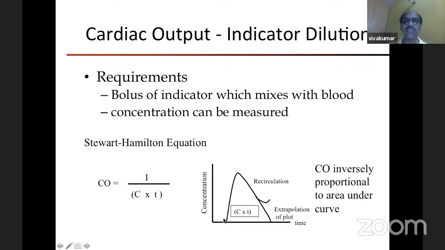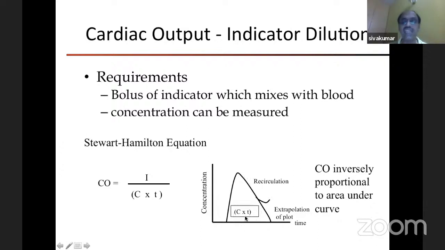Dye dilution uses the principle of assessing the concentration of the dye over a period of time. So you are injecting here for some time from the cubital vein, and at the radial artery there is no concentration at all. Then it suddenly starts increasing, goes to a peak, comes back and starts to recirculate. You extrapolate this descending curve to the baseline and find out what the area under the curve is.